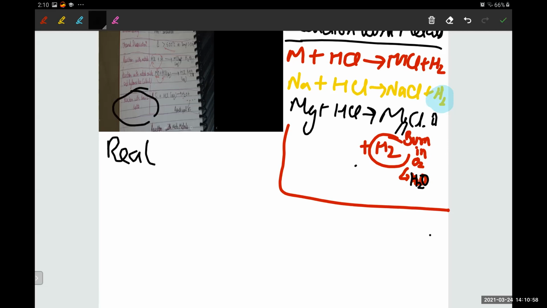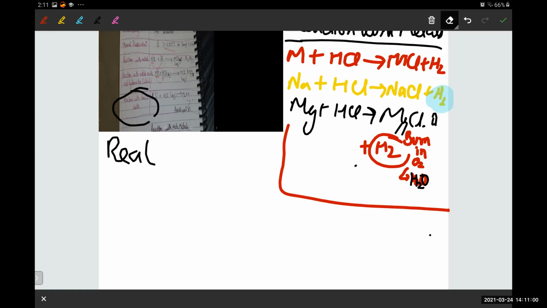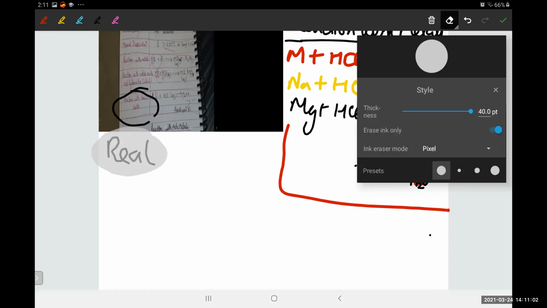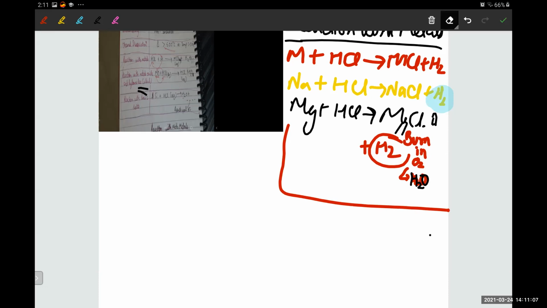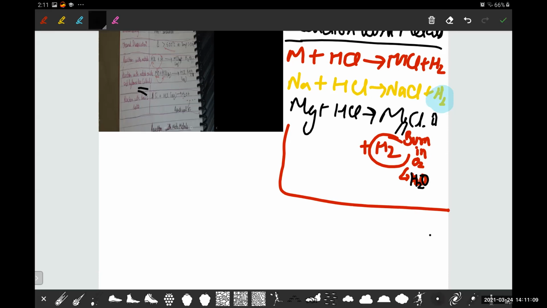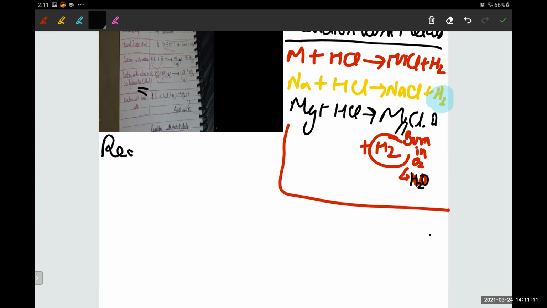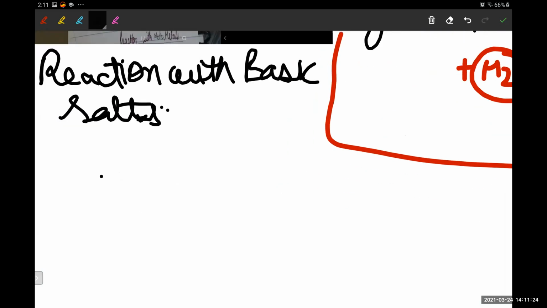Reaction with basic salts. That means bases. Okay, basic salts. More number of hydrogen and oxygen is there. So let's take the first example.